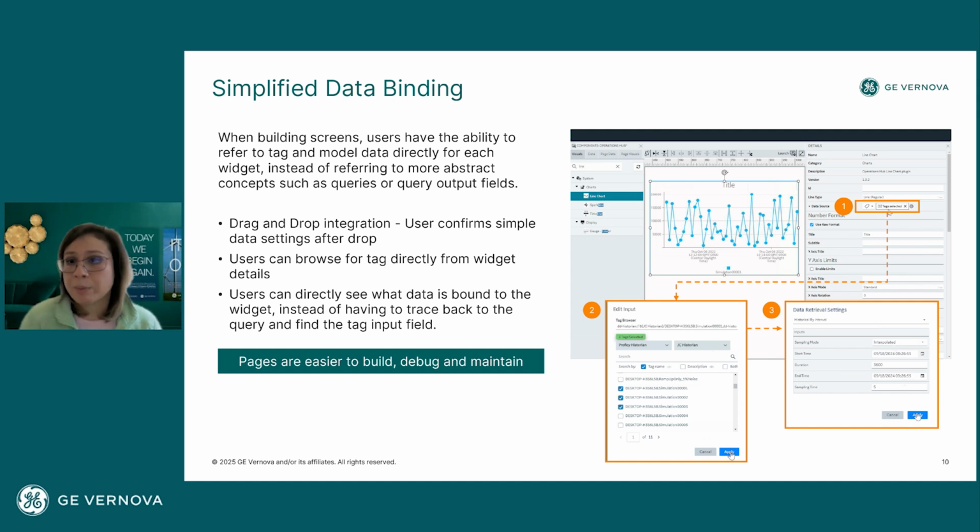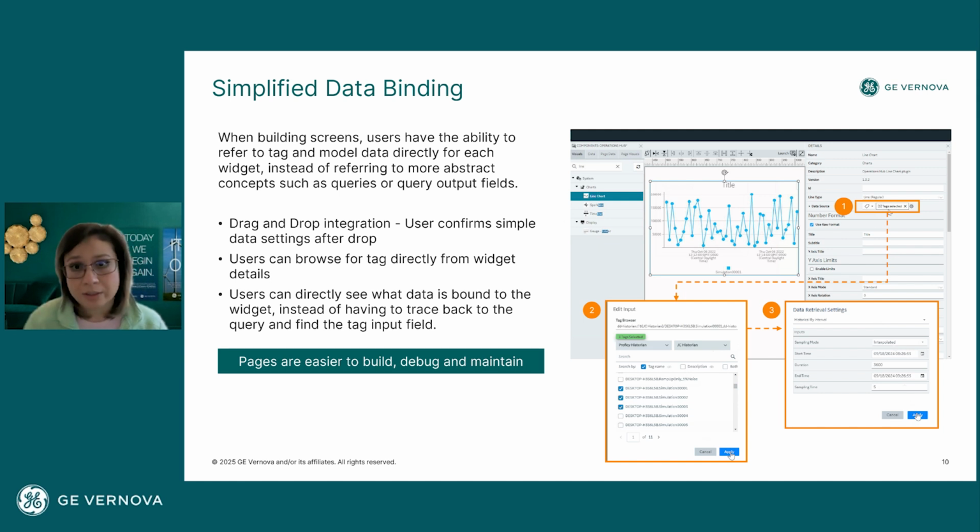And you'll see here that we provided a couple of different mechanisms for you to do that. One of these is drag and drop integration. So if you go into Operations Hub and you look for data, let's say you have your widget there, you want to drop some data on the widget. So you go ahead and browse for that data.